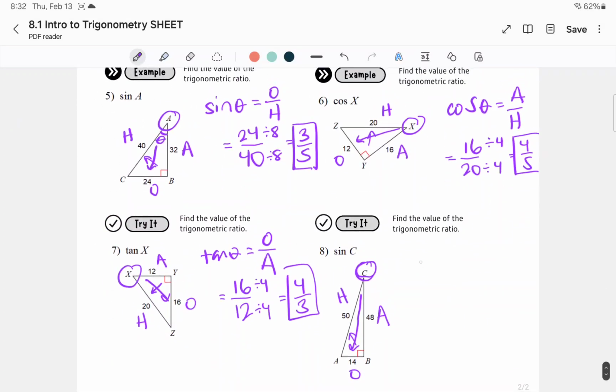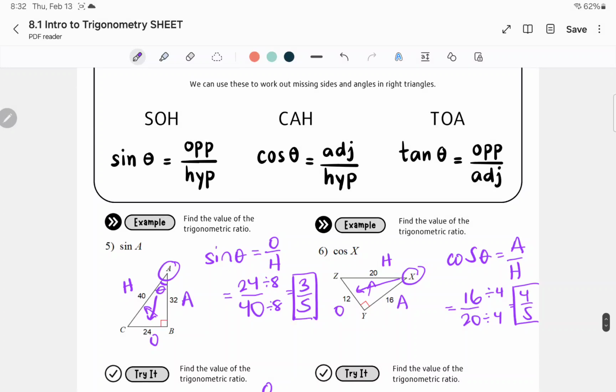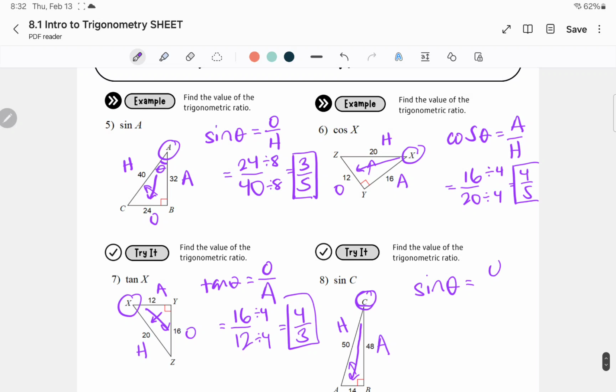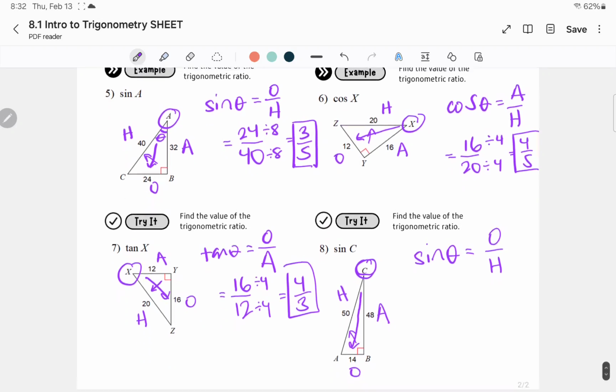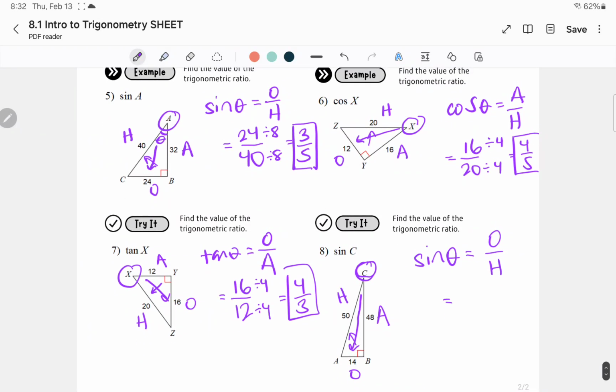All right, so let's finish this though. Sine of theta, right? Where am I finding this? Up here, sine of theta, it says opposite over hypotenuse, so we're just going to write O over H. And then we're going to fill in. So O is 14. H is 50. These are both even numbers, so I can divide by 2. And my answer is 7 over 25.